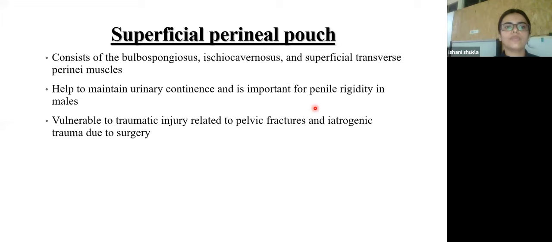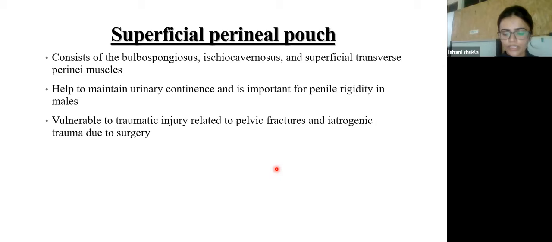Superficial perineal pouch: it consists of bulbospongiosus, ischiocavernosus, and superficial transverse perineae muscles. It helps to maintain urinary continence and is important for penile rigidity in males. It is vulnerable to traumatic injury, which may be due to pelvic fractures and iatrogenic trauma due to surgery.